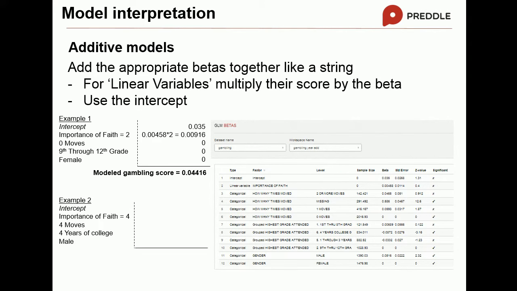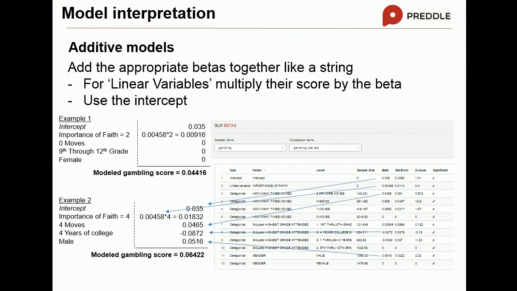0.04416. Now as a second example, take a male with an importance of faith score of 4, 4 moves in the past year, and 4 years of college. Picking up the relevant betas in the same way, and remembering to multiply the linear variable beta by this individual's importance of faith score of 4 this time, gives a modeled gambling score of 0.06422. Now compared to the first example, you can see that the reasons this example has a higher modeled or predicted gambling score is because they had a higher importance of faith, had more moves, and was male. Their score was tempered back somewhat by having more years of college.